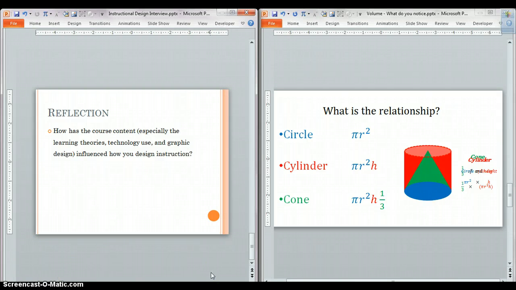So that is the end of my instructional design interview for my final project. I hope you enjoyed it. My students seemed to really like this lesson when I did it with them a couple of weeks ago, and they really were able to make meaning of all those different connections that I was trying to highlight. So I considered it to be a successful lesson.